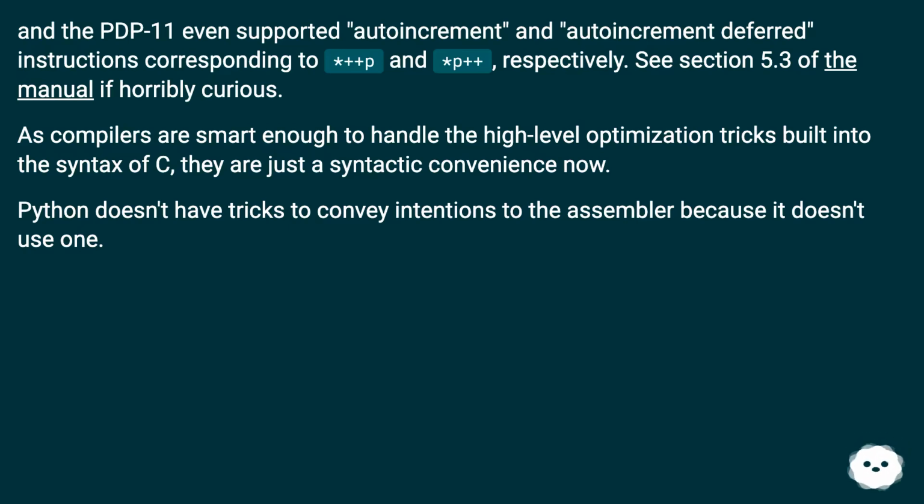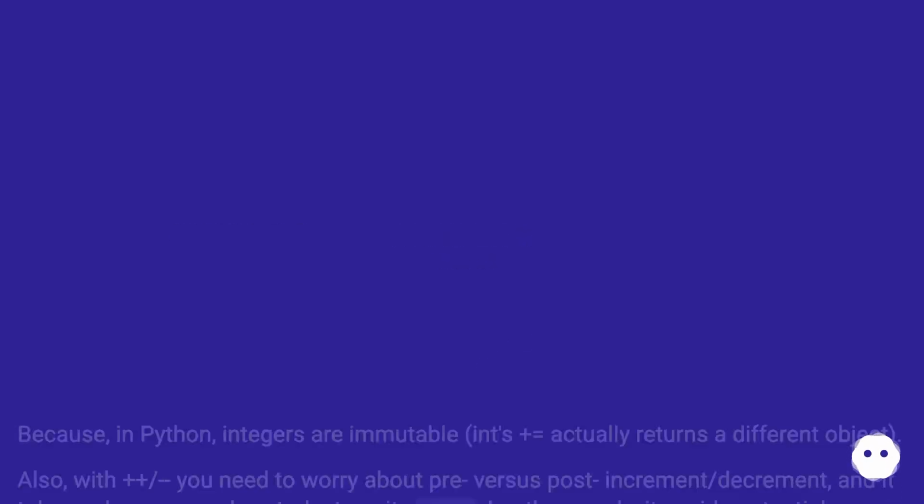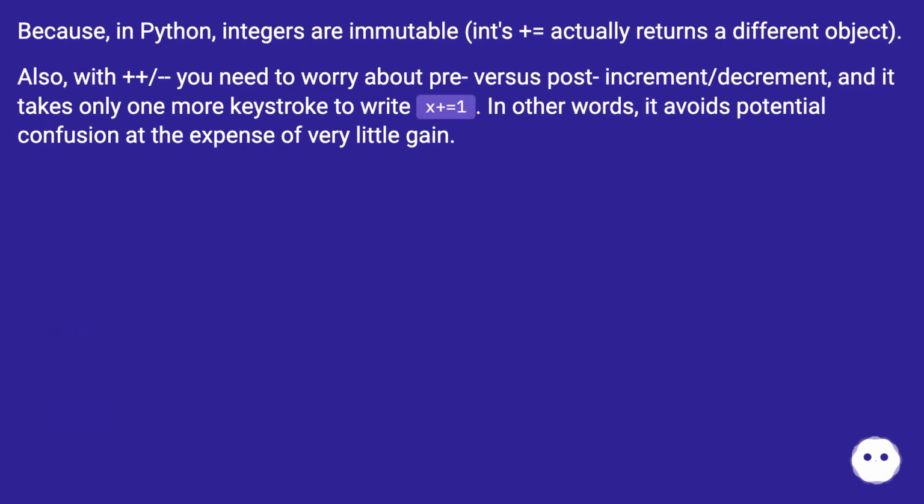Compilers are now smart enough to handle the high-level optimization tricks built into the syntax of C, so they are just a syntactic convenience now. Python doesn't have tricks to convey intentions to the assembler because it doesn't use one. Because, in Python, integers are immutable, an int's plus equals actually returns a different object. Also, with plus plus, you need to worry about pre versus post, increment versus decrement, and it takes only one more keystroke to write x plus equals 1. In other words, it avoids potential confusion at the expense of very little gain.